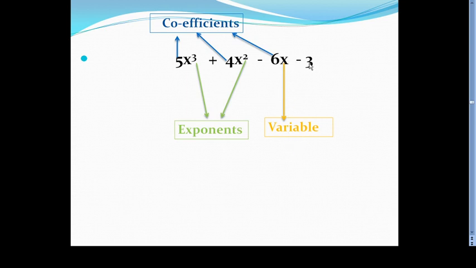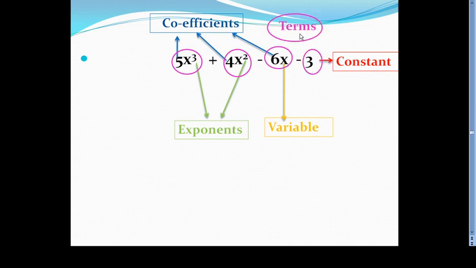But about this 3, it is a fixed value, so it is a constant, okay. Now what are these different terms separated by plus and minus sign? This 5x cube, 4x square, minus 6x and 3, all these are called terms. So I hope these 5 components of the polynomial have been discussed thoroughly.